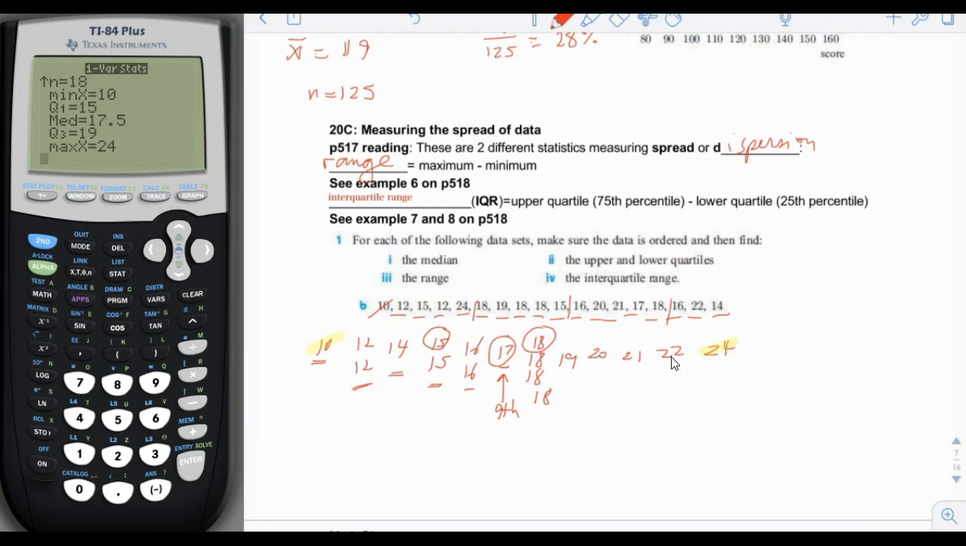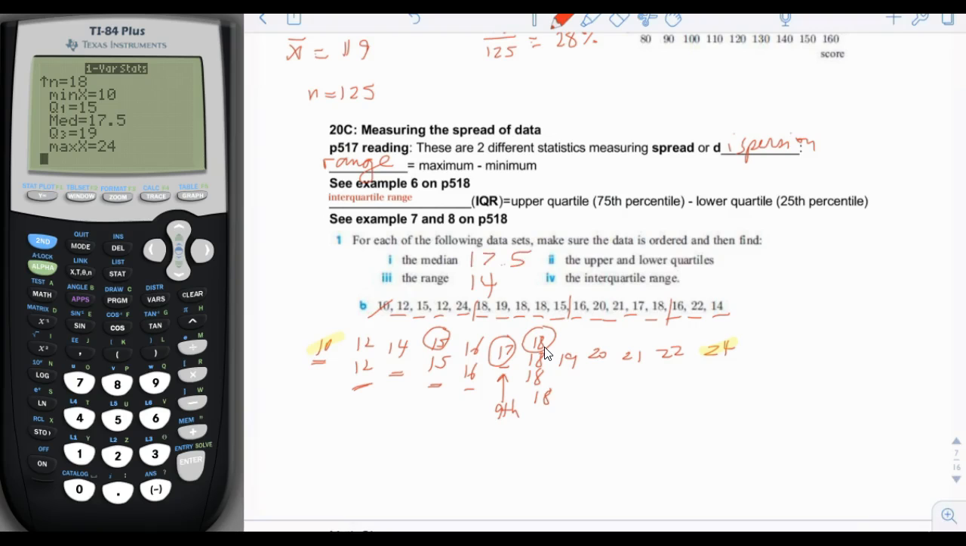All right, and then for the median, what we're going to do is say, okay, there's 18 total numbers. We're going to find the 9th number and the 10th number, which are in the middle, and take halfway in between there. So we'll say 1, 2, 3, 4, 5, 6, 7, 8. 9th number is 17. 10th number is 18. Halfway between those two is 17.5, so that'll be our median.